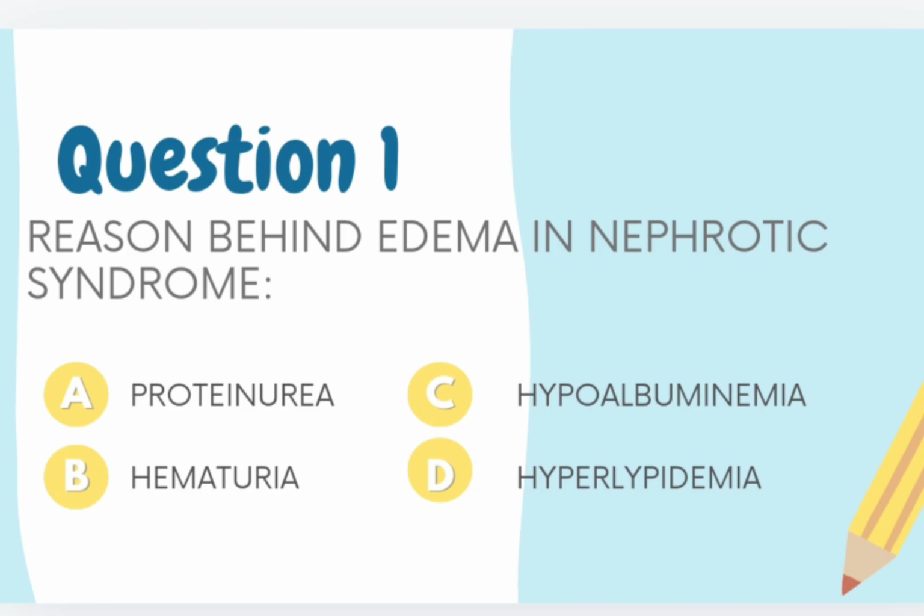First question is the reason behind edema in nephrotic syndrome. The options are proteinuria, hematuria, hypoalbuminemia and hyperlipidemia. Just pause this video for a few seconds and reply in the comment section. We should know a little bit about nephrotic syndrome.